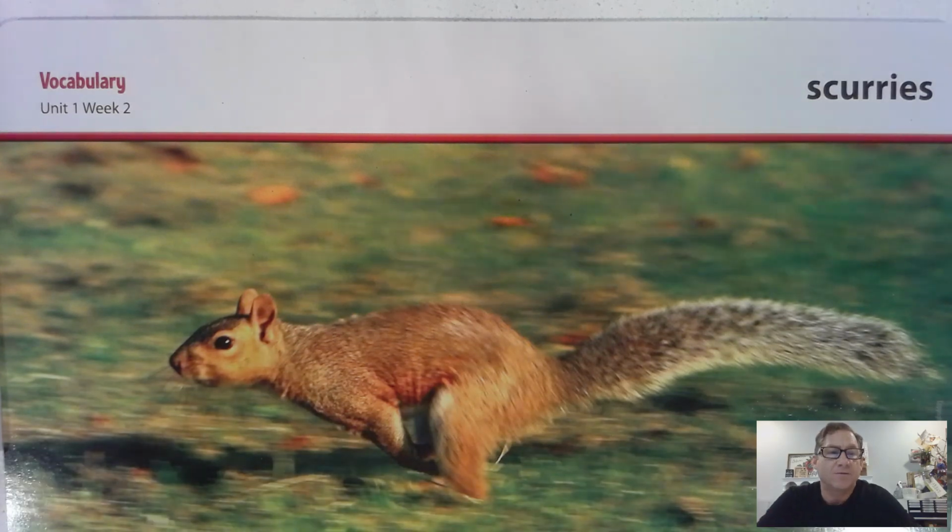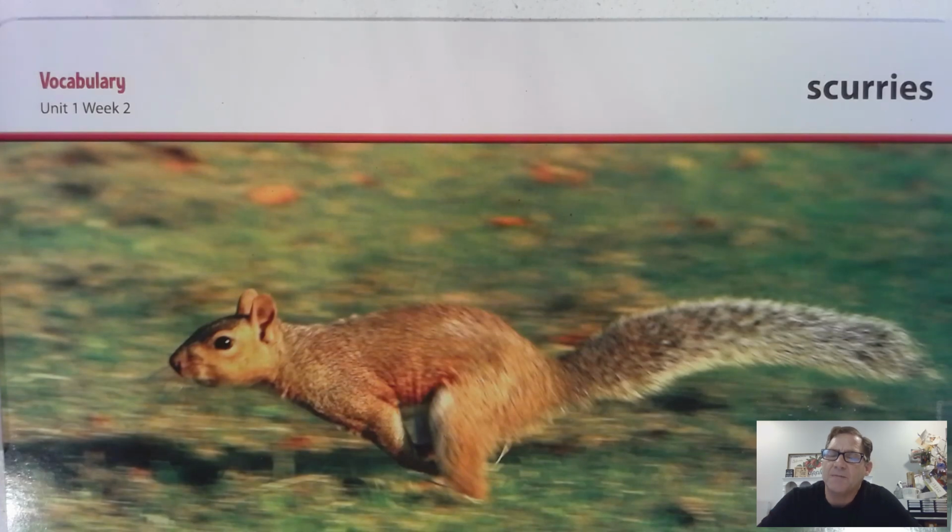Hello everybody, so we're going to discuss Unit 1, Week 2 vocabulary for the second grade Wonders curriculum. And one of the words in our selection this week is scurries. Say that word with me, scurries. When something scurries, it scampers or runs quickly. An example using it in a sentence would be the squirrel scurries across the yard.